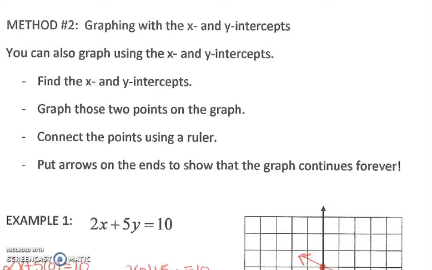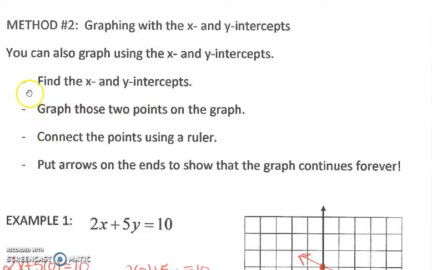Hi everyone. So we're going to graph XY intercepts on the graphing coordinate plane today. We've been graphing slope and y-intercept. We've been graphing straight lines from linear functions. So we're going to use XY intercepts to do that for today's lesson.